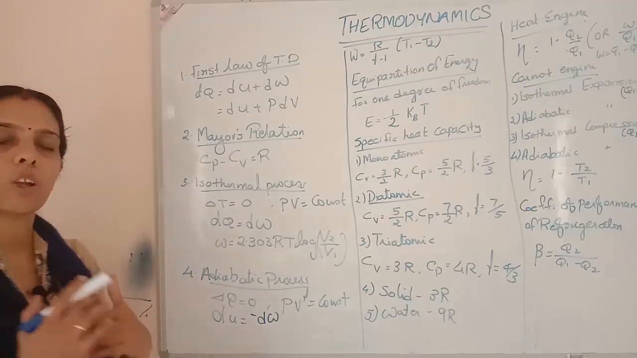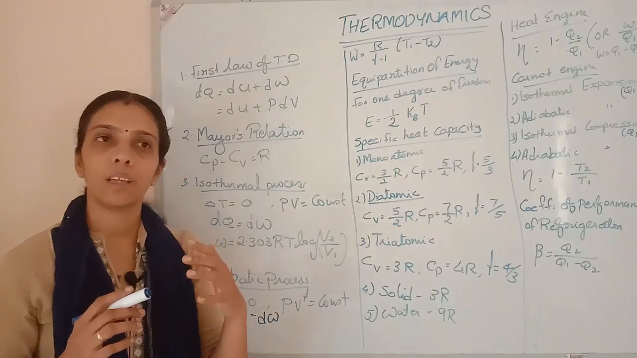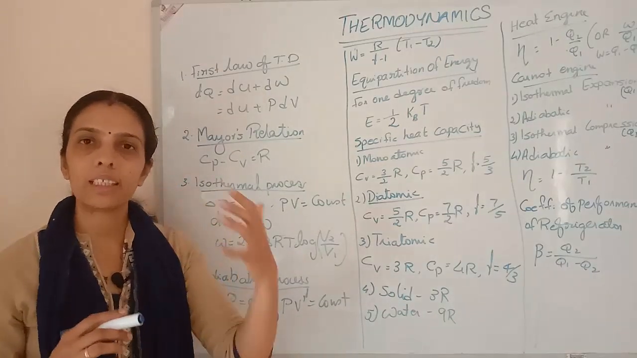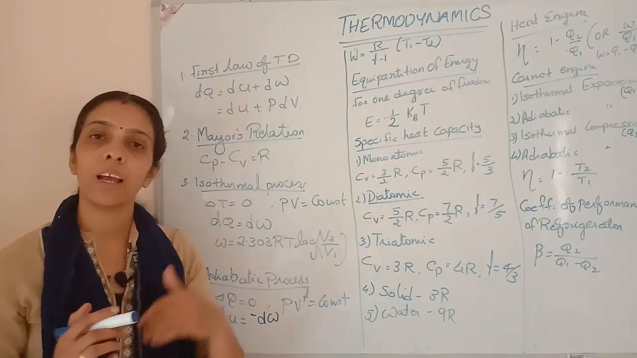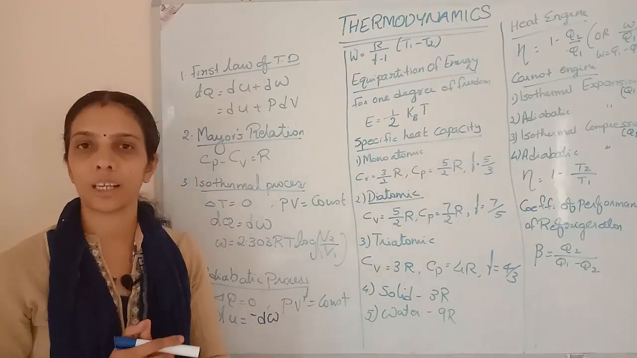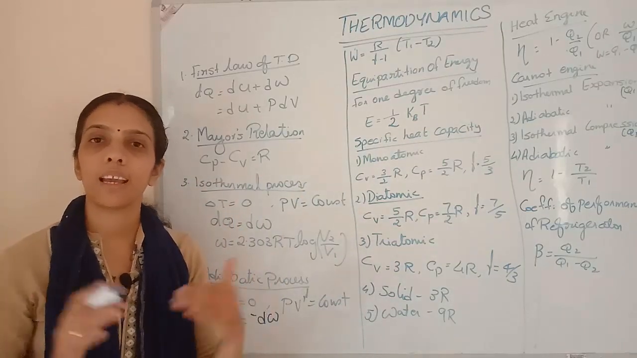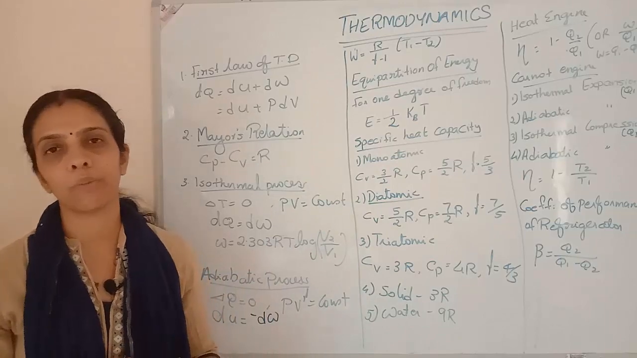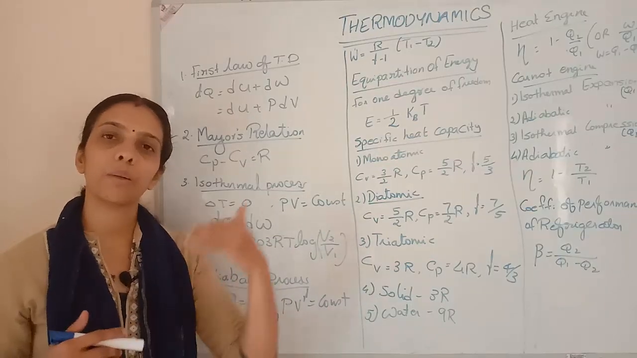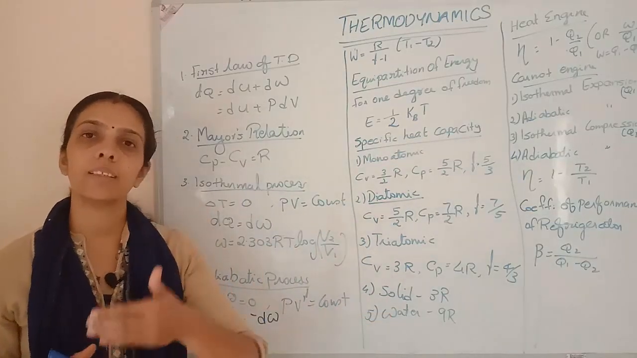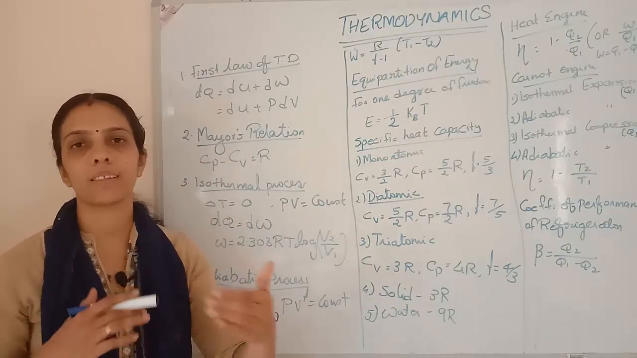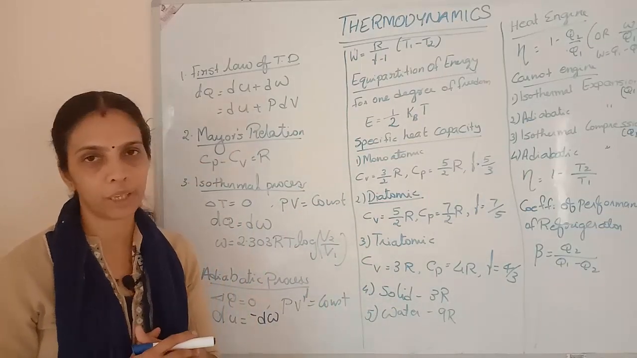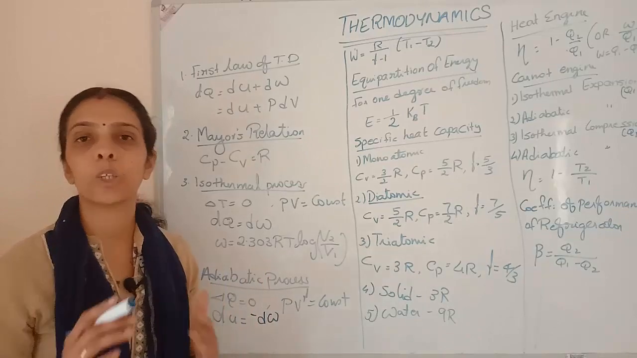What is the zeroth law of thermodynamics? If A and C are in thermal equilibrium and B and C are in thermal equilibrium, then we can say A and B will be in thermal equilibrium with each other. If A is in thermal equilibrium with C, B is in thermal equilibrium with C, then we can say A and B are in thermal equilibrium. That is about the zeroth law.